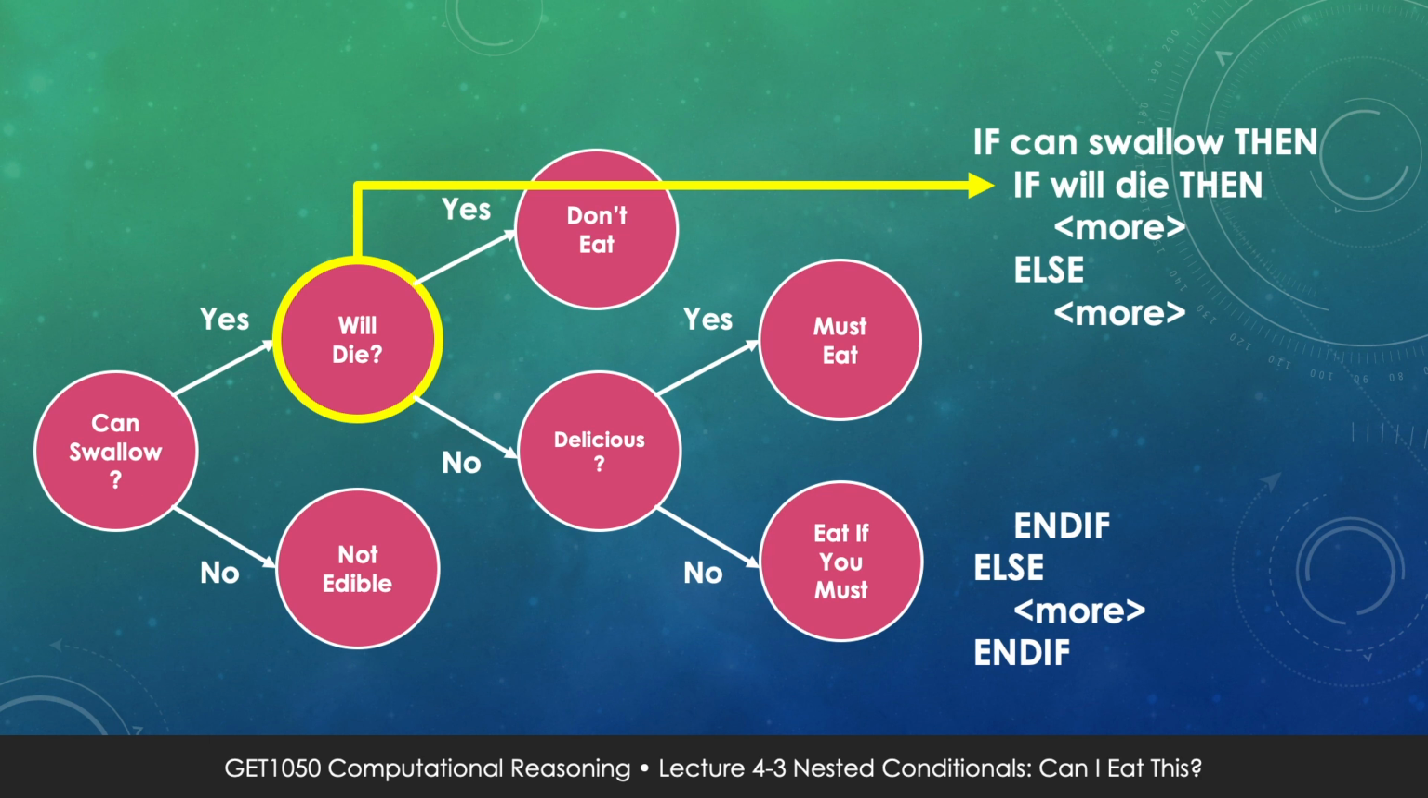We're going to nest it inside. So our pseudocode will now look like this. If can solo, then, so we'll add this. If will die, then, and of course we have our placeholder, more to be added here, and so on, right?